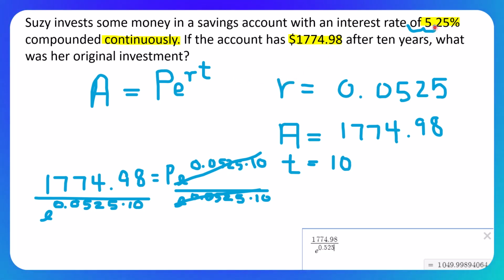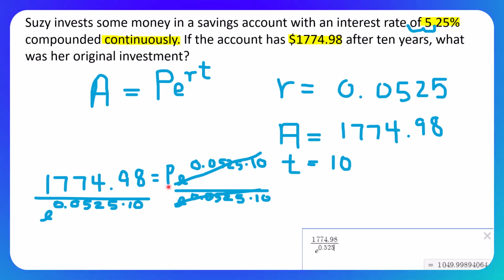Let's pick out what we have. We've got 5.25%, so we're going to move that decimal 2 places to the left and change it to 0.0525. All right, our total amount is $1,774.98. Okay, I didn't highlight the 10 years. I should have. That's our time. T is 10. Okay, we want to know the original investment, so we want to know P. We don't know P.